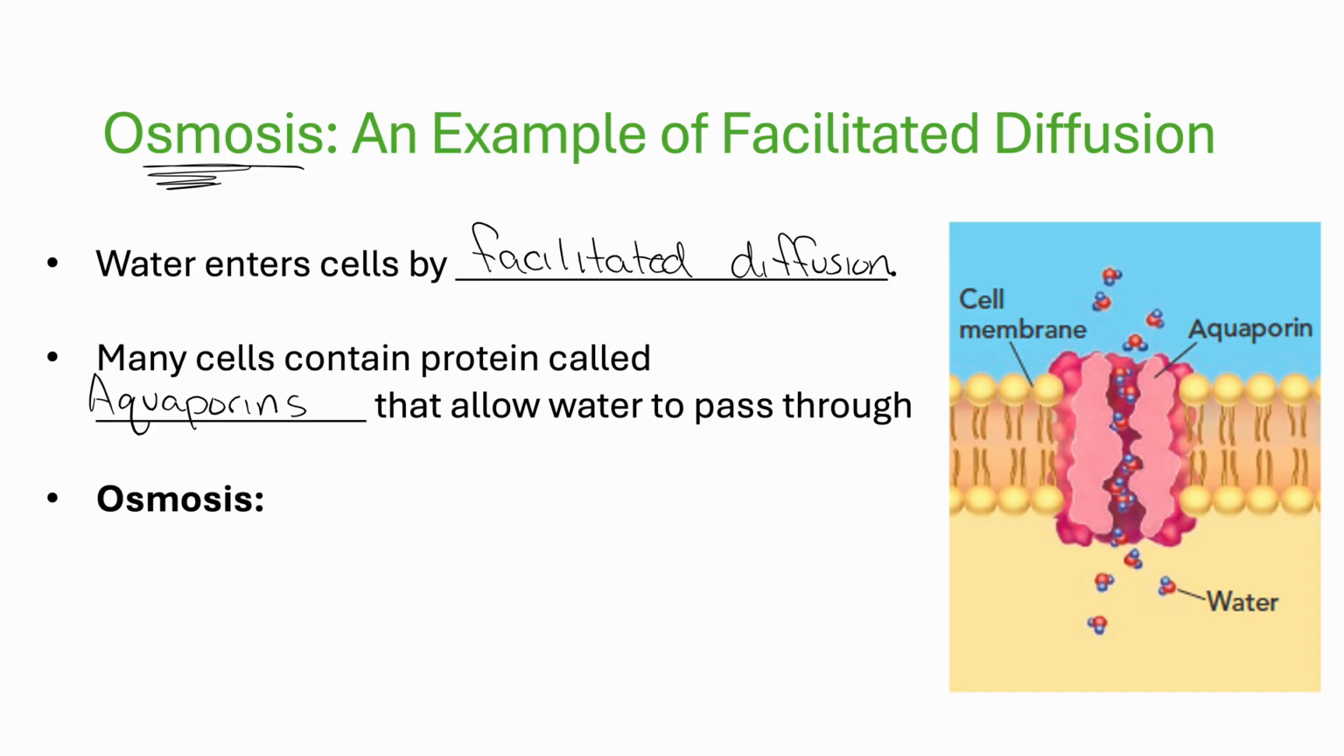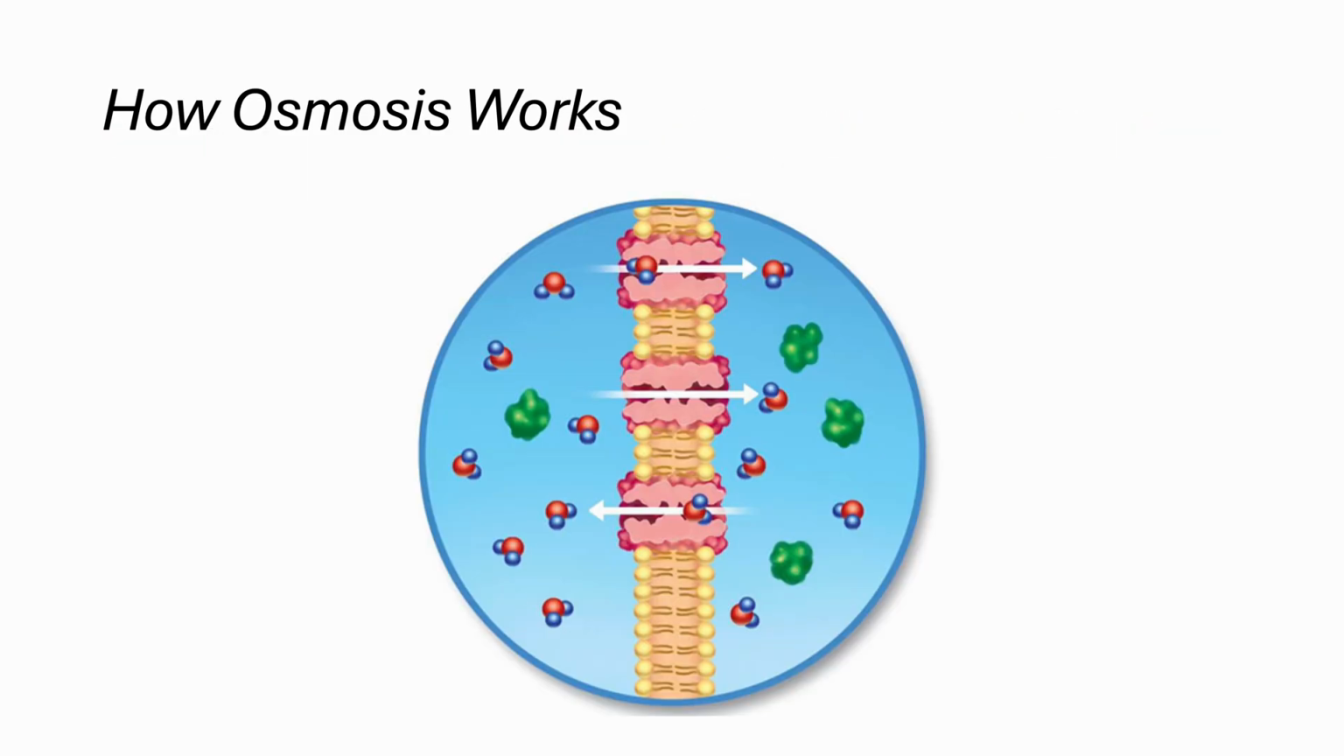And when we're talking about the diffusion of water, this is referred to as osmosis. So osmosis is the diffusion of water. So again, osmosis, only water, and it is done in a facilitated diffusion process. So again, osmosis is still passive transport. So if you look at how it works, again, we have these protein channels, and these protein channels only allow water to come through.